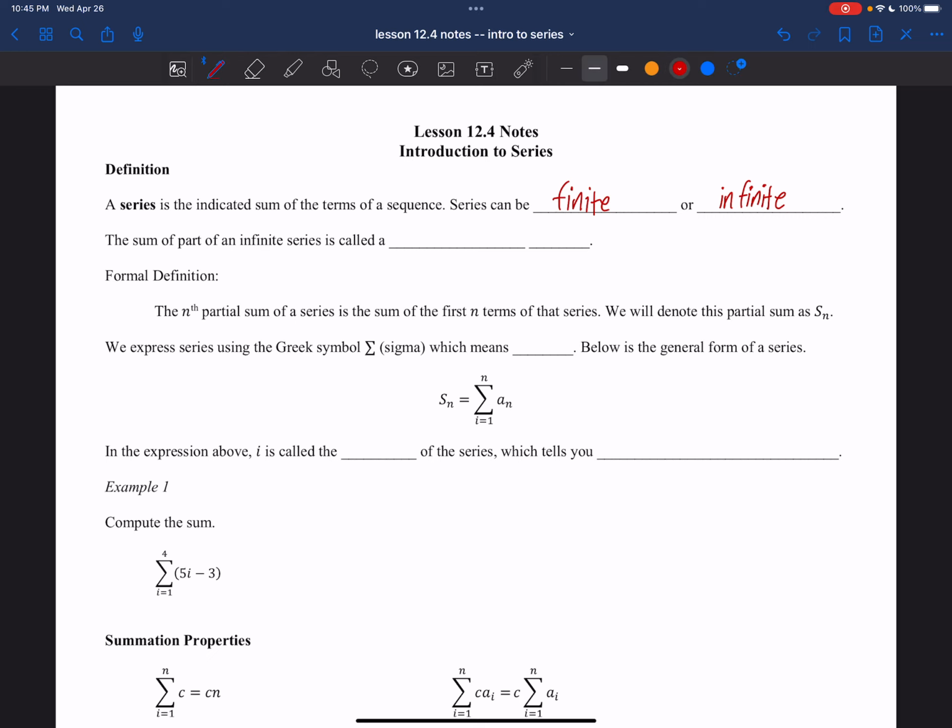Now, if I have an infinite series and I only take the sum of part of it, that is called a partial sum because it's just a part of the sum. So maybe I have that 1 plus 3 plus 5 plus 7 plus ... but maybe I only add the first 3 together. That would be a partial sum because it's a part of the infinite sum of the odd numbers, but it's not the whole thing. Partial sums are a really big thing you talk about in calculus.